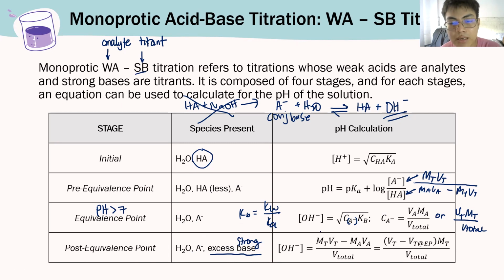So how do you get the excess base? Well, it is the same as earlier. So it is MTVT minus MAVA over V total. Okay?